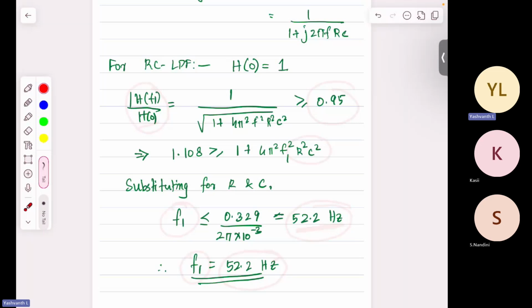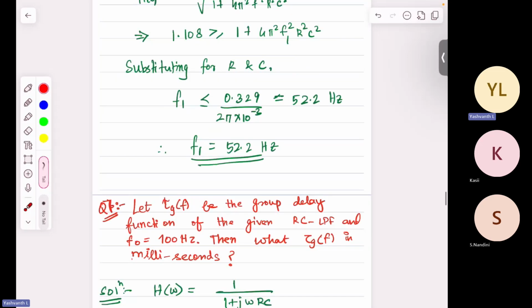Okay, so shall I repeat or is it clear? Yeah, no problem, connectivity issue, but shall I repeat or is it clear? Okay, you will go through, no problem. Okay, let's go to the next question.